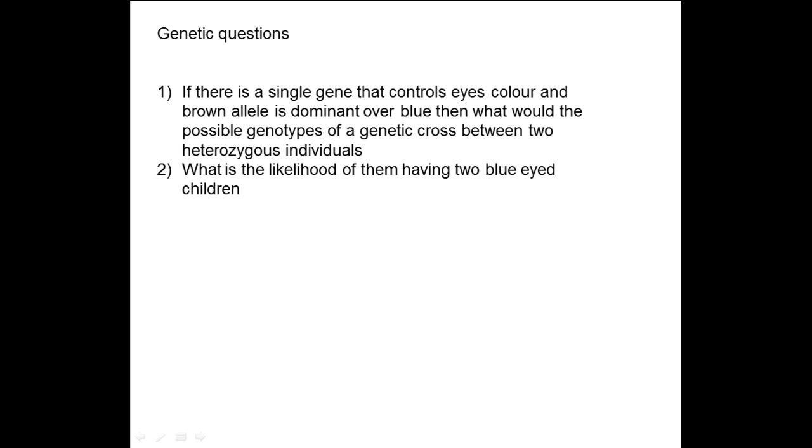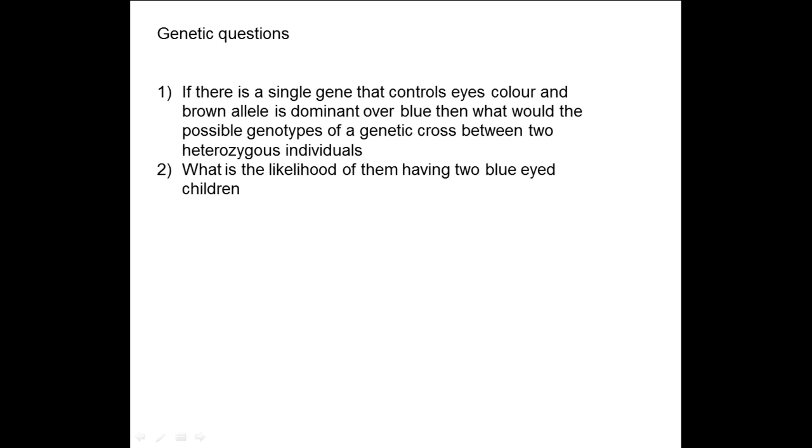So the first part of this question: if there is a single gene that controls eye colour and the brown allele is dominant over the blue, then what would be the possible genotypes of a genetic cross between two heterozygous individuals? And part two, what is the likelihood of them having two blue-eyed children?